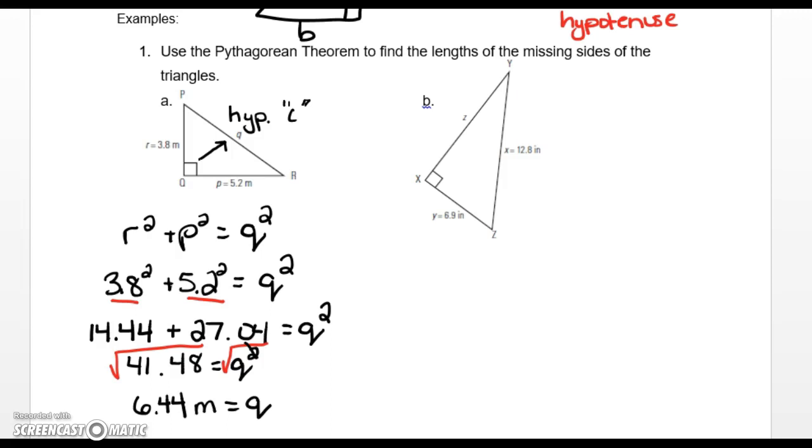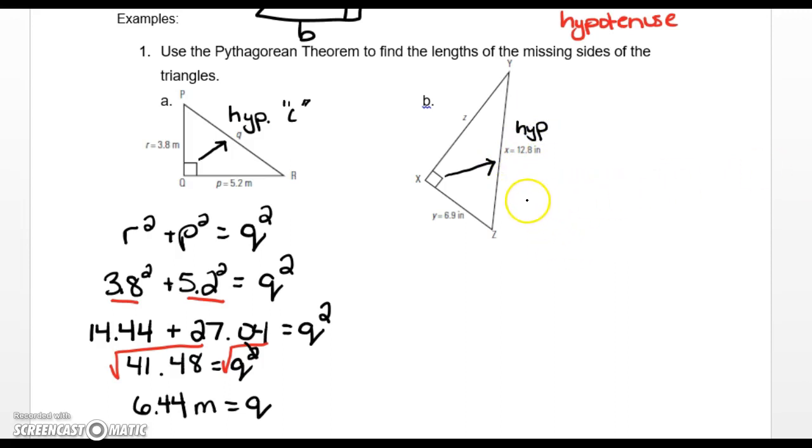So now we can look at triangle B, or example B here. So here we have side Z. We have y is equal to 6.9 inches, and x is equal to 12.8 inches. So just like last time, we're going to identify which one is our hypotenuse. So I'm going to go from my right angle and draw an arrow straight across. So my x value here is my hypotenuse.